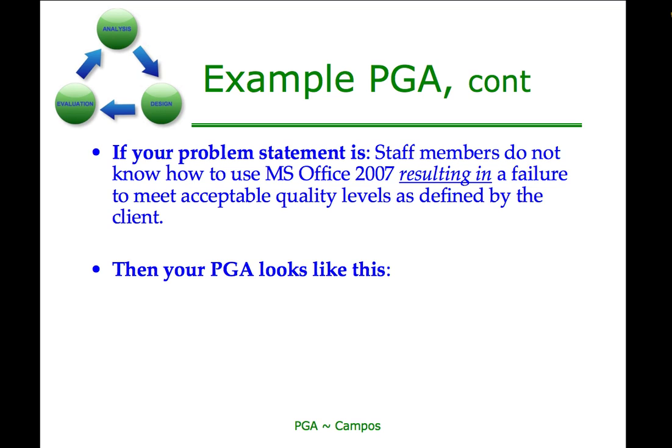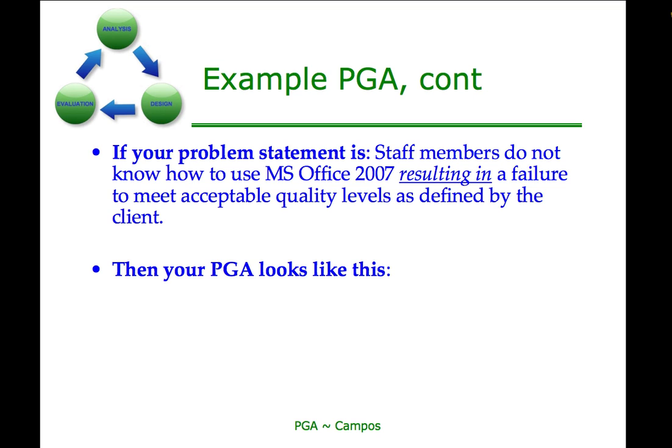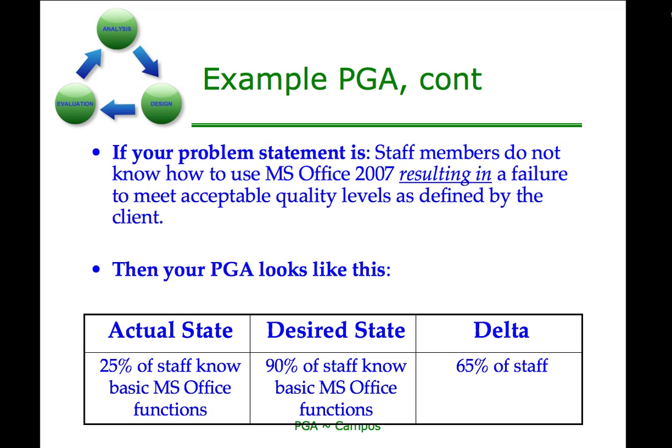And one final example here, if you remember this problem statement, your performance gap analysis in this particular instance might look like 25% of staff knowing basic Microsoft Office functions in the current state, and in the future looking to 90% of staff knowing those functions. So simply the difference between the two is a delta of 65%.